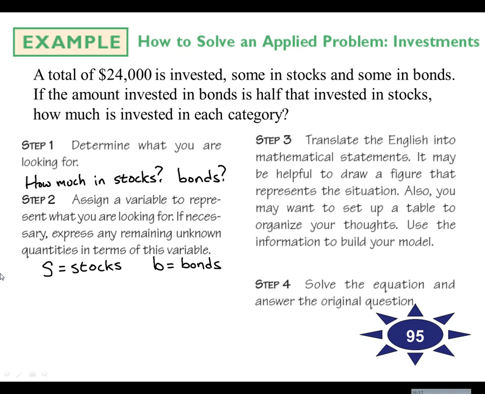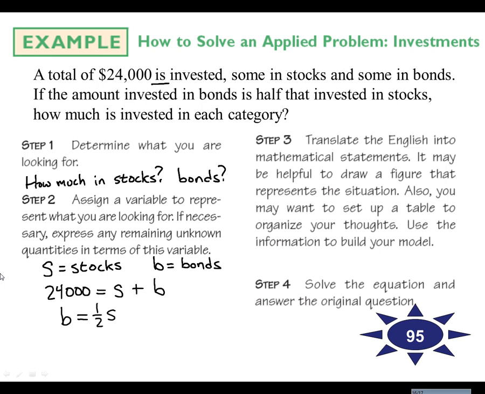So let's look at this. A total of 24,000 is, so that word is always means equals. 24,000 equals some stocks. We don't know how much, so that's S. And, the word and is a plus, some bonds. Right? And now the amount invested in bonds, so bonds, equals half of whatever you invested in stocks. So 1/2 times stocks. We could write that as S over 2 as well.